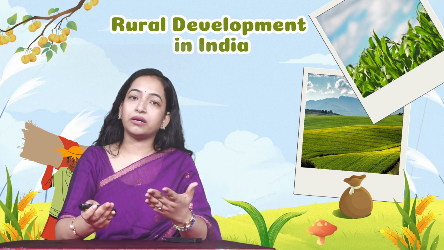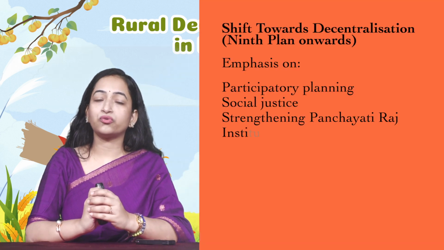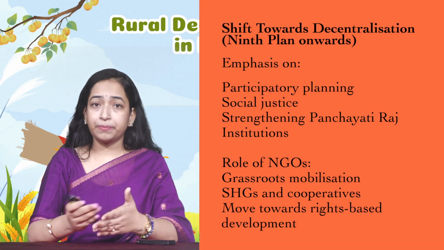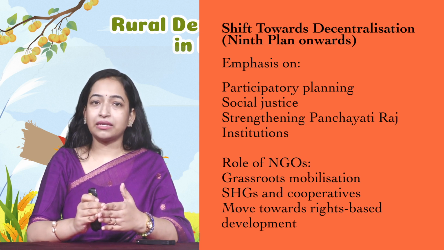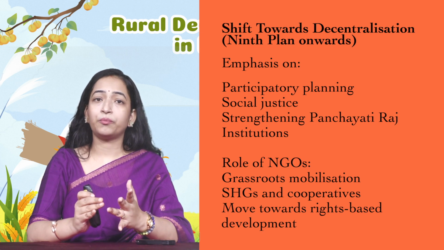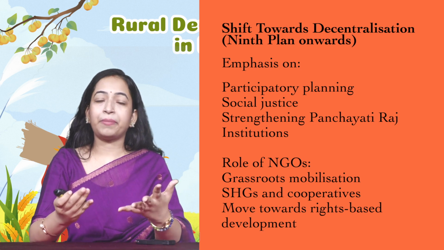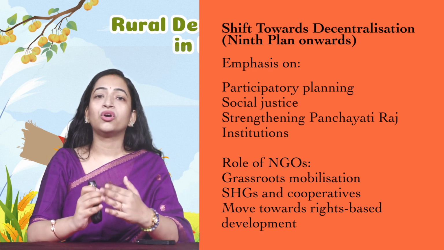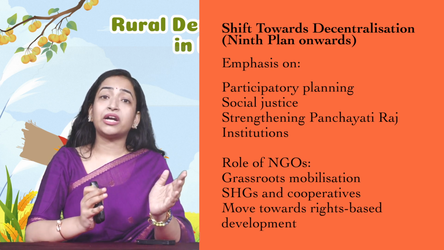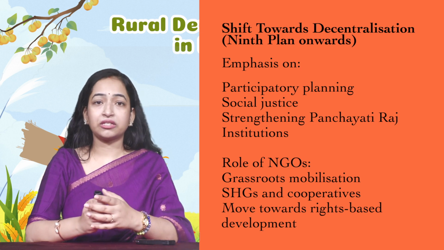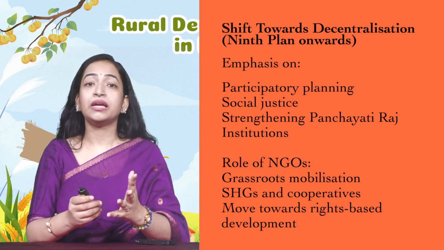And from the 9th 5-year plan onwards, India's planning paradigm shifted more strongly towards social justice, participatory governance, and decentralization. The 9th plan formally emphasized democratic participation in development, proposing that the Panchayati Raj institutions be empowered to prepare plans for economic and social development with corresponding allocation of administrative resources. And as a part of this shift, non-governmental organizations began to play a more active role. So in the 9th plan, the role of NGOs could be seen.